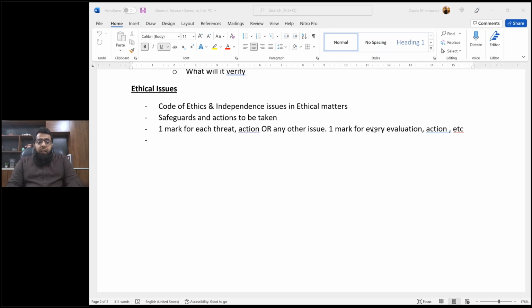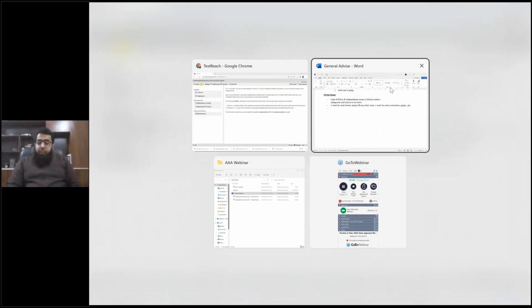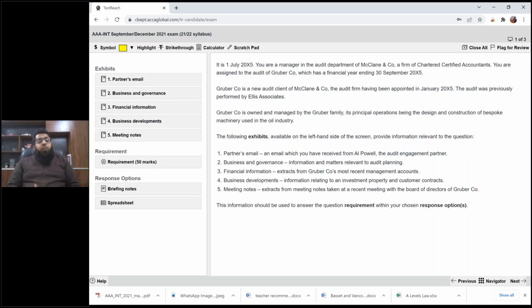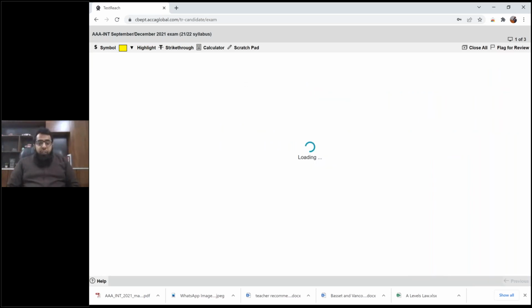So if we start our today's discussion, in the previous class we completed our two questions. Question number one was on audit risk, ethics, audit procedures, and initial audit engagement, audit strategy matters. Then question number two, which we did in the previous class, was also very simple. It was relating to forecast financial information.